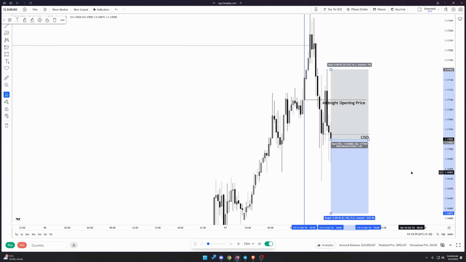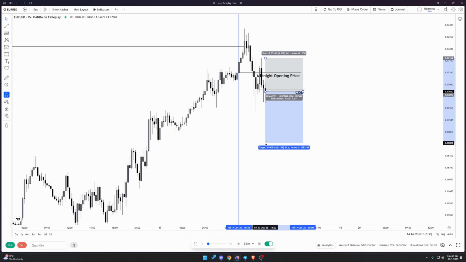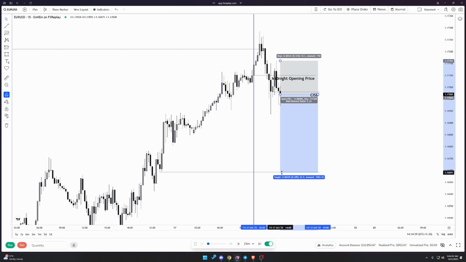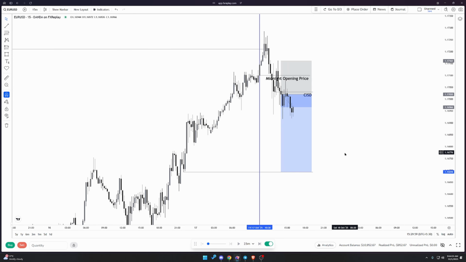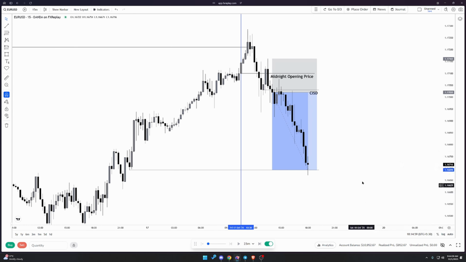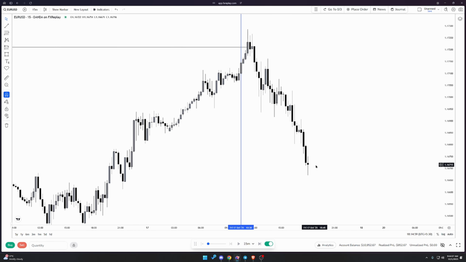So we will enter right here, place our stop at the high, and target the recent swing low as our sell side liquidity. Here you can see how clearly our setup was respected and delivered us our target. Look how simple this whole thing was. Now let's wait for the next day.